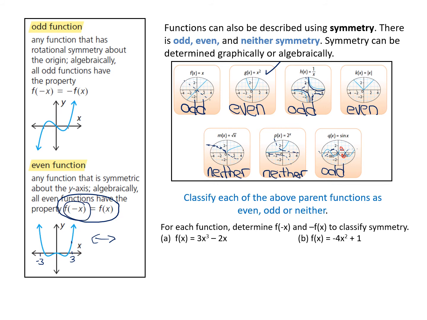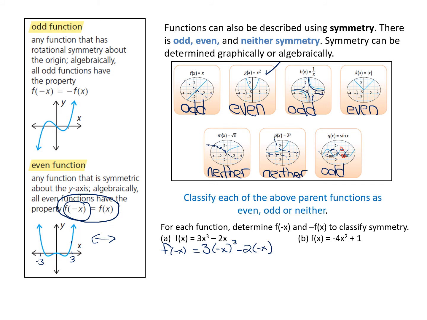So the first thing I'm going to do is find f at negative x. F at negative x is going to equal, so everywhere, remember back to grade 11, if it was f at 2, we would put a 2 in for all of those x's. But in this case, I'm going to put a negative x in for all of those x's.